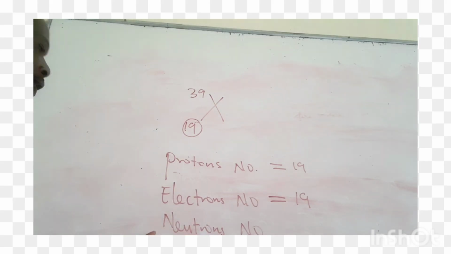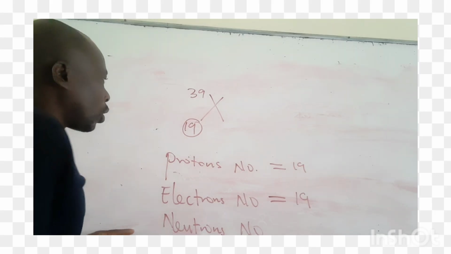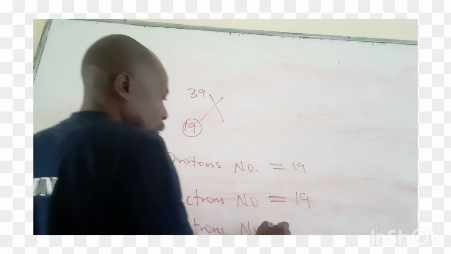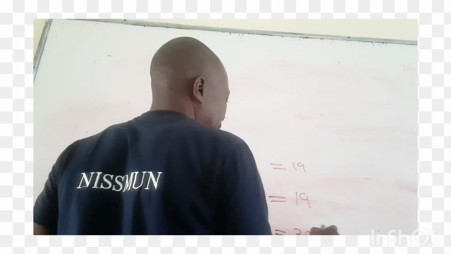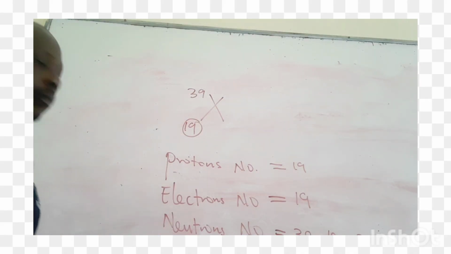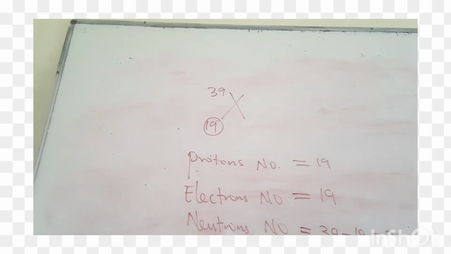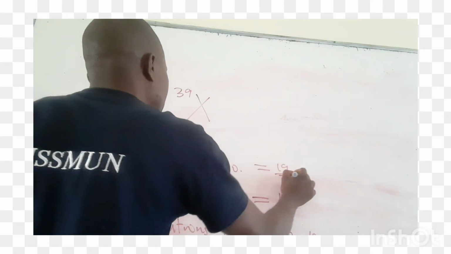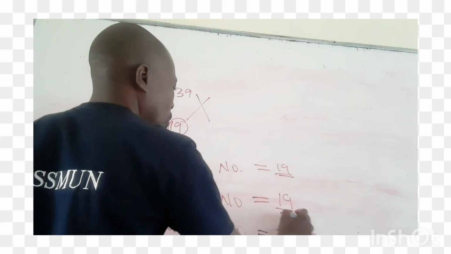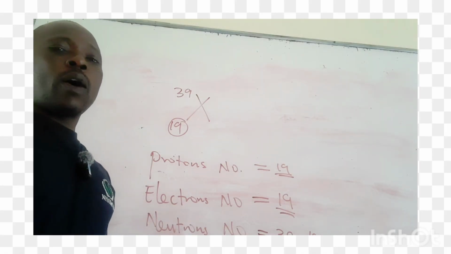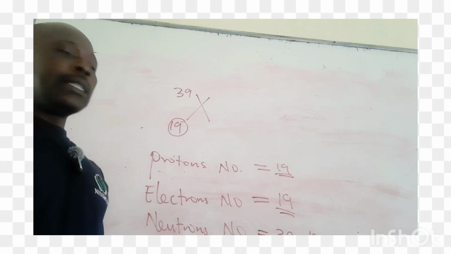Now, what about the number of neutrons? The number of neutrons we find out is the mass number minus the atomic number. So this will be equal to 39 minus 19, which gives us 20. So therefore, this atom contains the following particles: number of protons equals 19, number of electrons equals 19, and number of neutrons equals 20. This is the number of particles present in this atom.